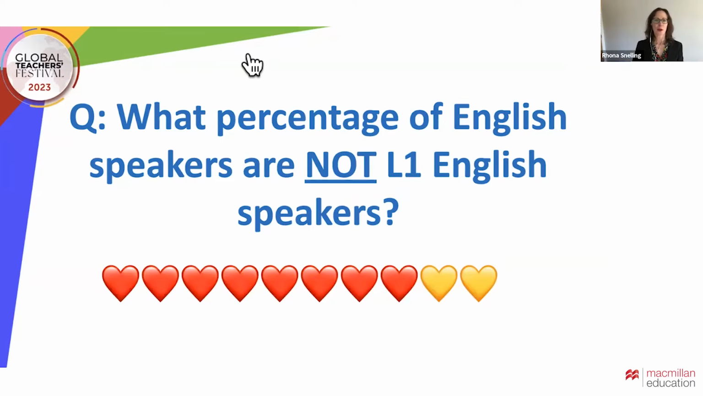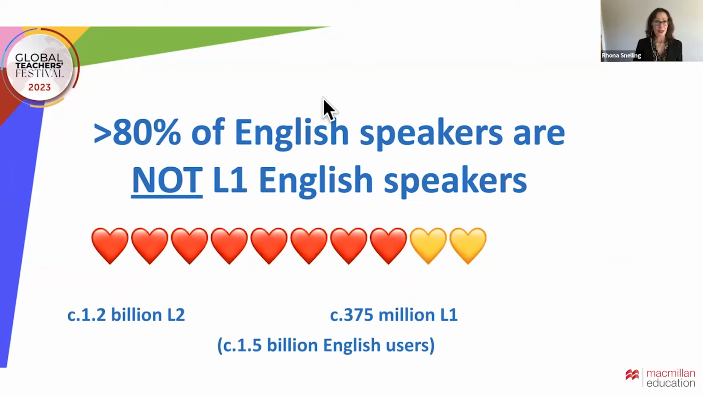So let me just confirm then that greater than 80% of English speakers are not L1 English speakers. For me, these statistics are always really powerful and a really great reminder of the world in which we live in and how English is being used. You can see those extra statistics at the bottom of the slide. So there's around 1.5 billion English users in the world. Out of that 1.5 billion, we've got around 375 million L1 speakers. So pretty low compared to around 1.2 billion L2 speakers.